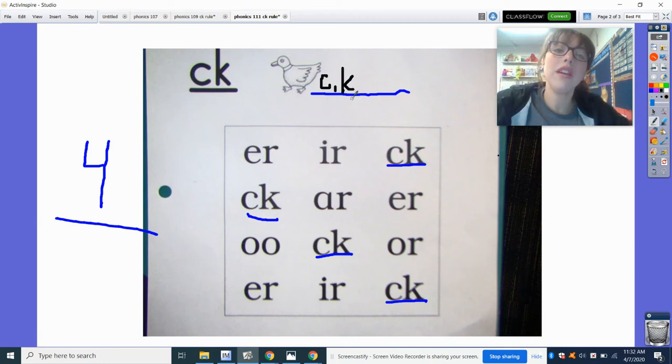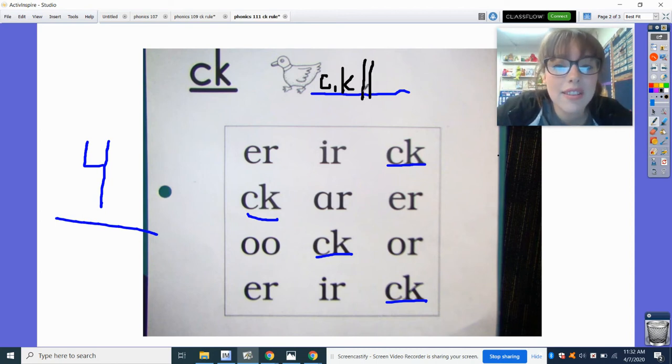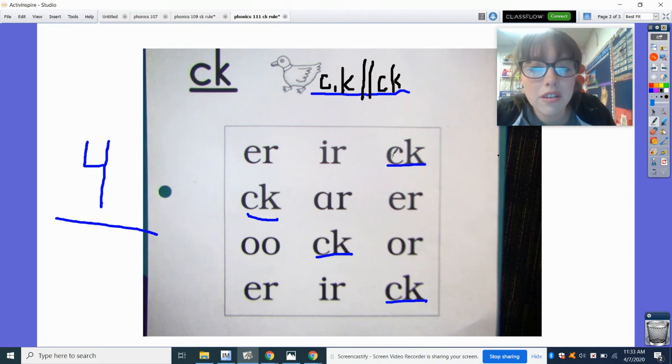And then what did we draw in between our letters and our digraph? It was 2 straight lines. So we have 1 straight line going down and then 2 straight lines going down. And that shows that this is our final sound. So then we have our C and our K that comes together. And this is our digraph CK. Don't forget with your digraphs, you underline them.